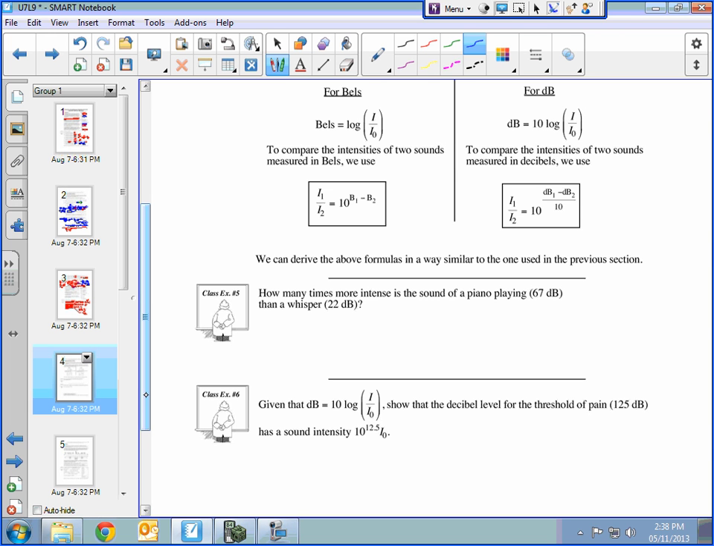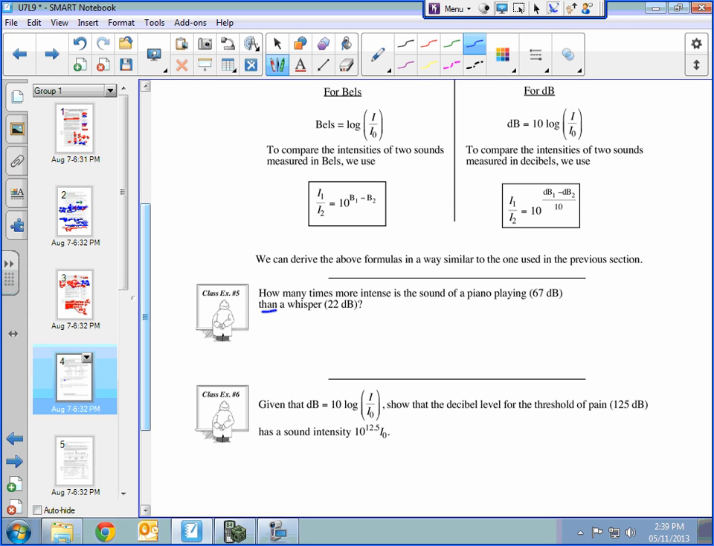These are the same ideas. If they aren't exactly two full or whole numbers away from each other, we can still figure it out using these formulas. So how many times more intense is the sound of a piano playing at 67 decibels than a whisper at 22 decibels? If I'm looking for intensity, am I going to use my logarithmic function or my exponential function? Use the one where it has intensity on one side. So use your exponential.